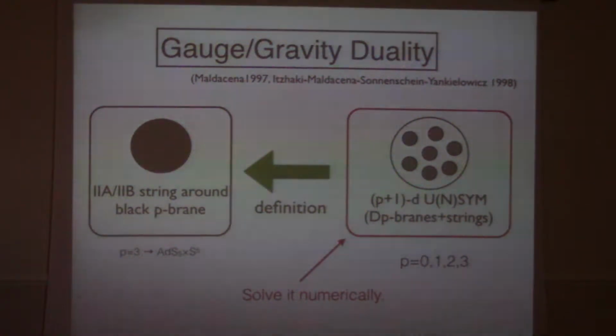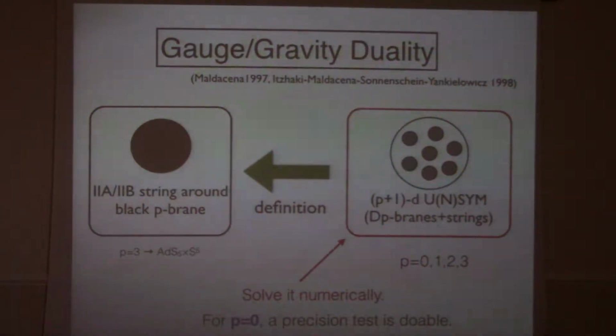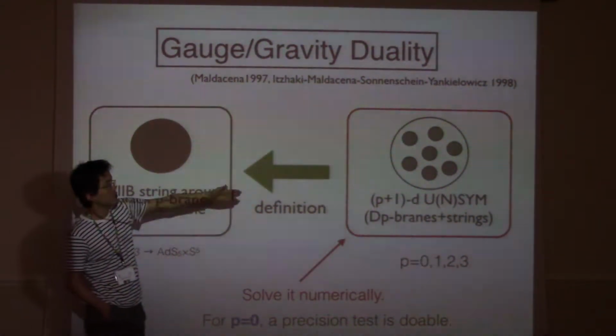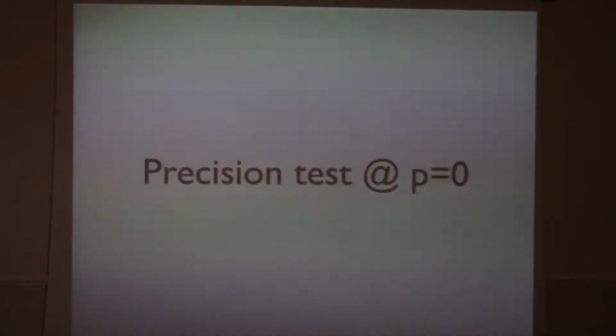We want to derive a new result which we don't know, which we cannot obtain just by working on the gravity side. That's our goal. As I have explained, historically there are difficulties because of the fine-tuning problem and the sign problem. But practically, for many important theories, especially maximally supersymmetric theories we want to study from now, these are not problems anymore. About the sign problem, I will mention a little bit later. Simulation-wise, numerically, p equals 0 is the easiest for obvious reasons. So we try a precision test at p equals 0.